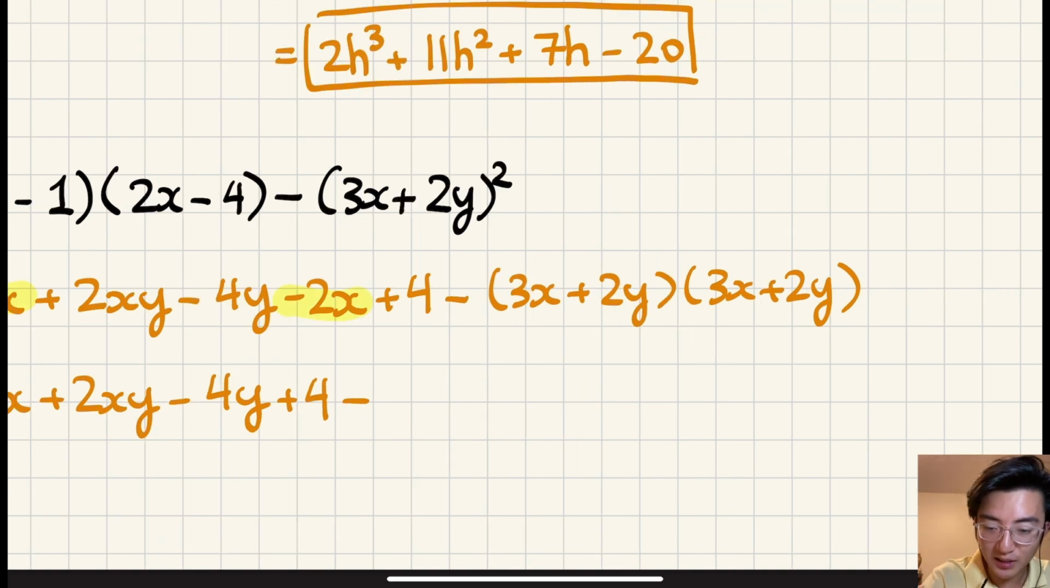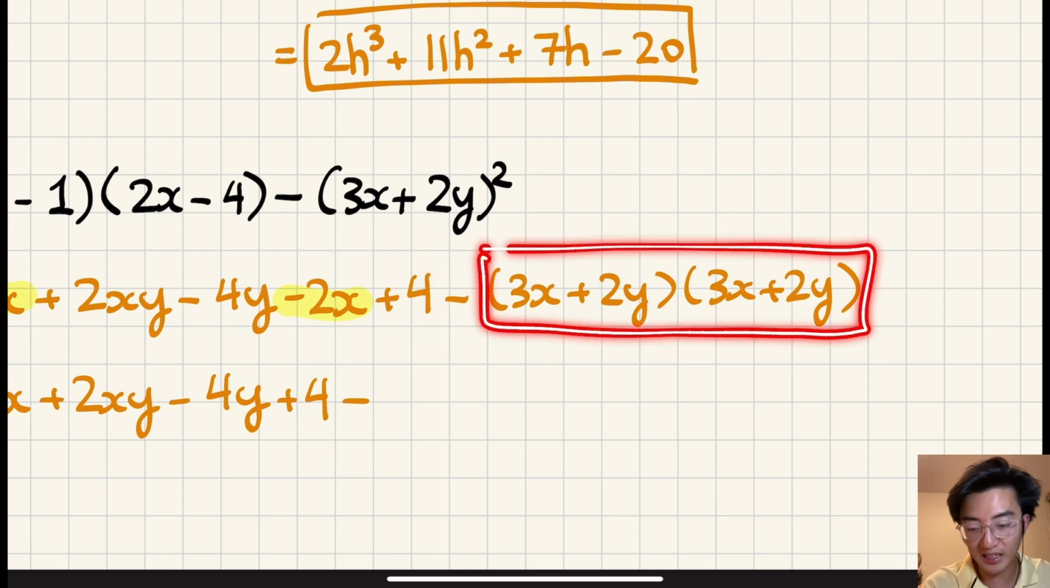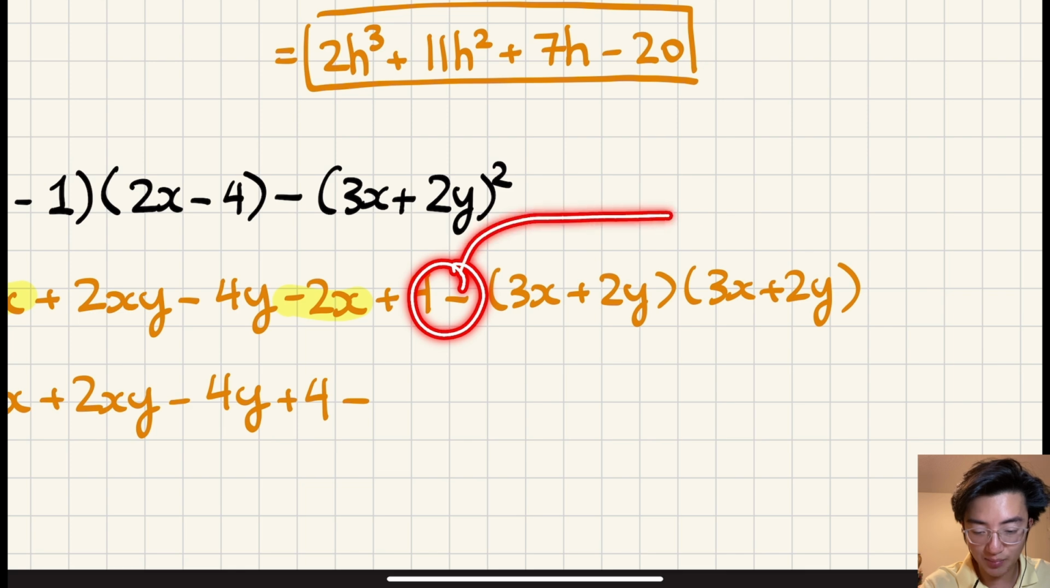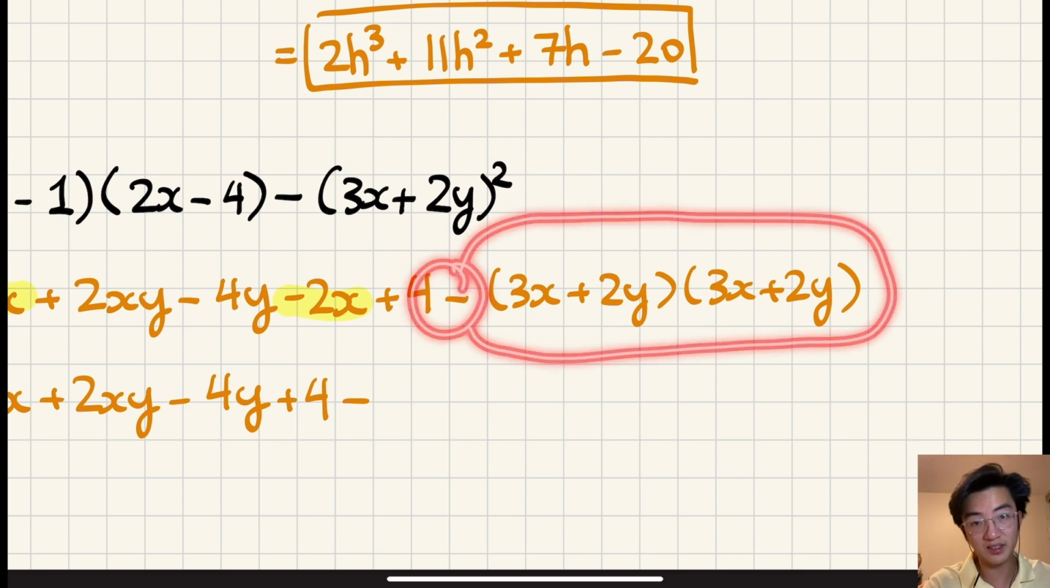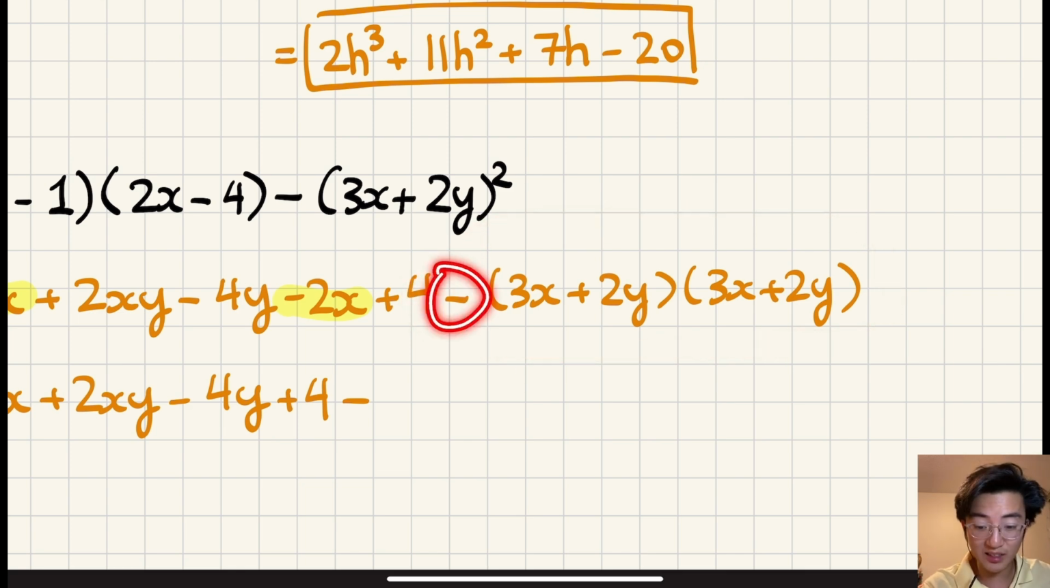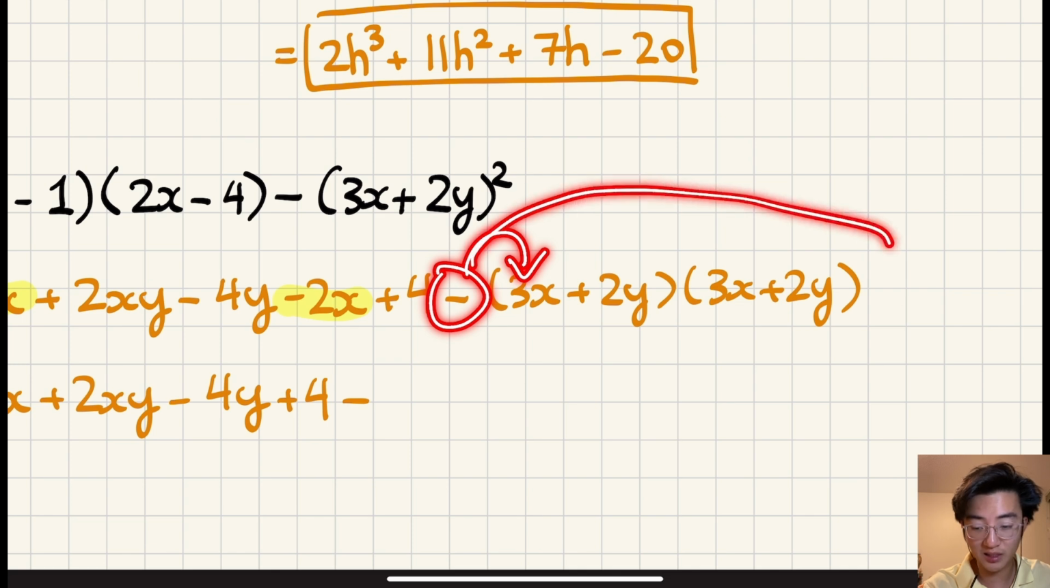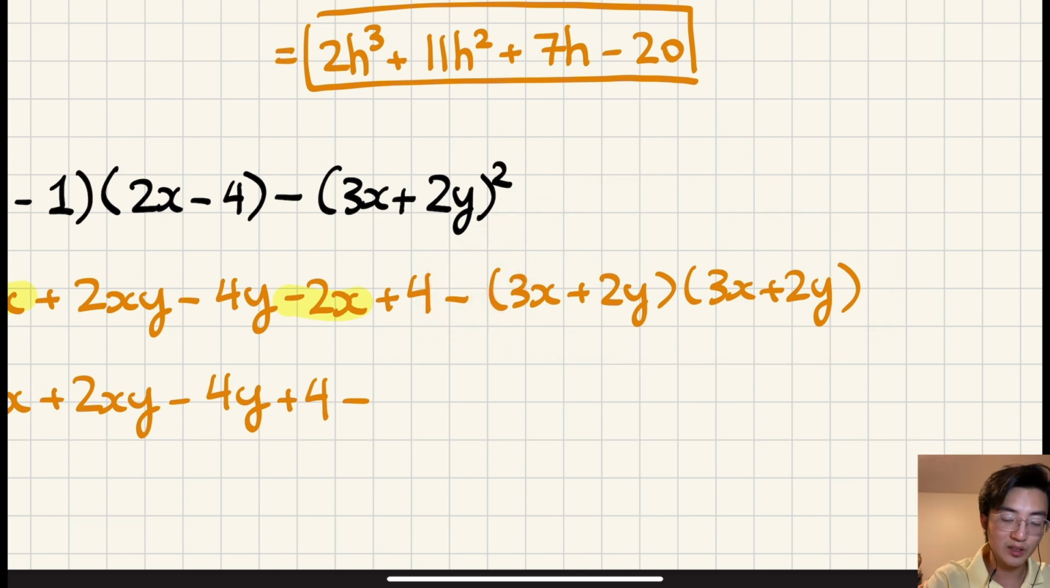So right here, we notice it's a negative sign. Because this is a multiplication table here, this negative sign applies to all of this. The negative sign doesn't just apply to the first term. It applies to everything here. So when we do this operation, we make sure everything is in a bracket.